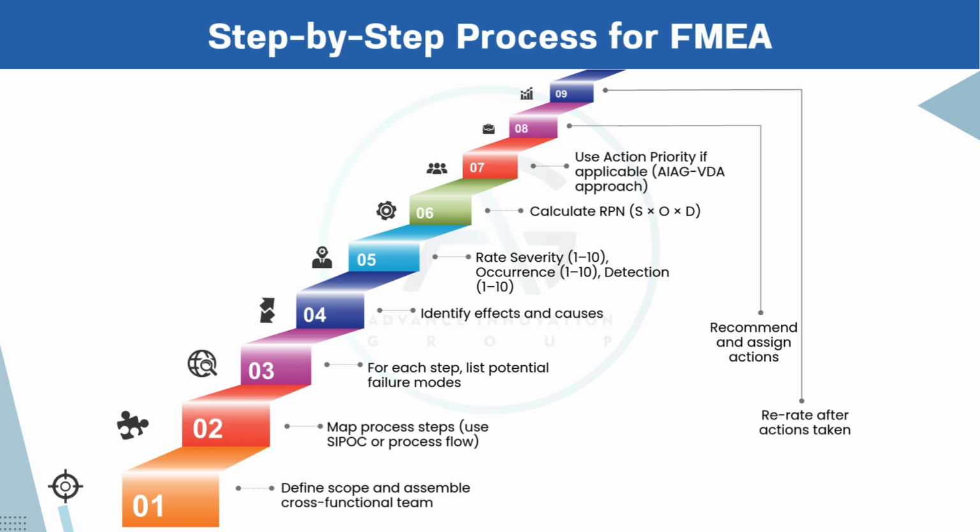Step 9. Re-rate after actions taken. Once actions are completed, we come back to the FMEA and rescore the severity, occurrence, and detection. This tells us whether risk has been effectively reduced. This process is not just a document. It's a living risk management tool that should be updated regularly as processes evolve.